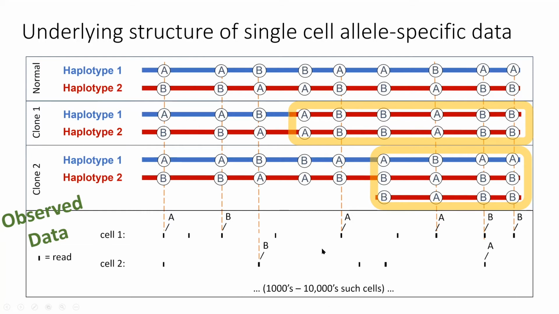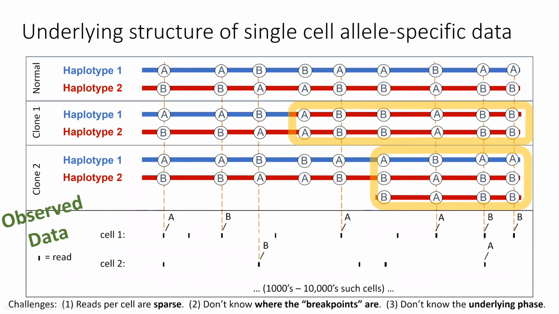And the nice thing about single cell data is that you have many such cells. In a typical single cell DNA study, you have hundreds of such cells. In single cell ATAC-seq data, you can have thousands of such cells. So you try to pool information across cells to detect the underlying clones, but each cell is very sparsely sequenced. So what is hard about this data?